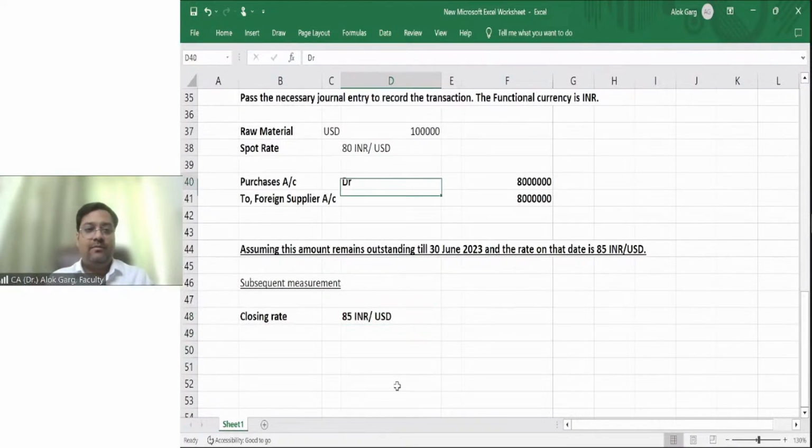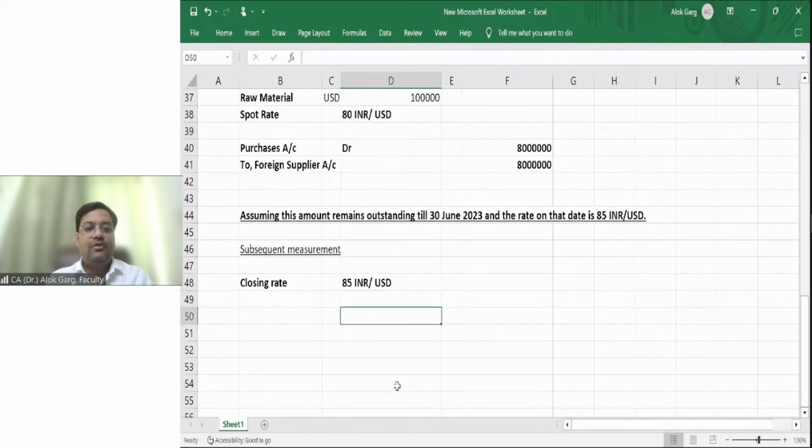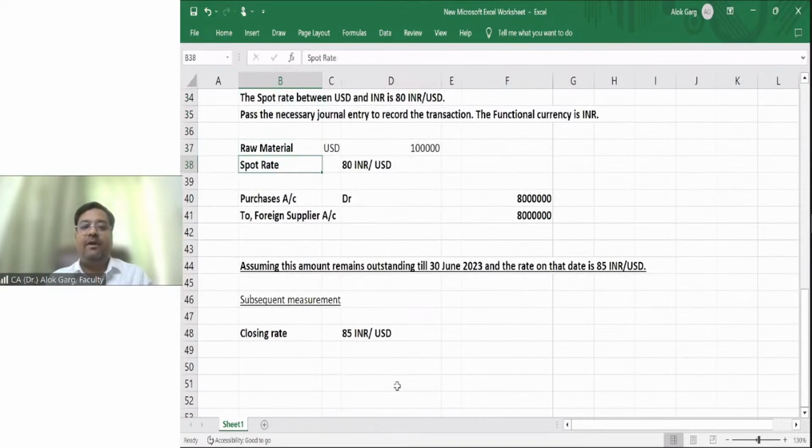₹85 per US dollar. In this case, what is the accounting entry? The accounting entry will be, now I have to pay $1 lakh to the supplier. Still, I have to pay $1 lakh. But now the value of this $1 lakh becomes 85 lakh rupees. I have to pay 5 lakh INR extra.